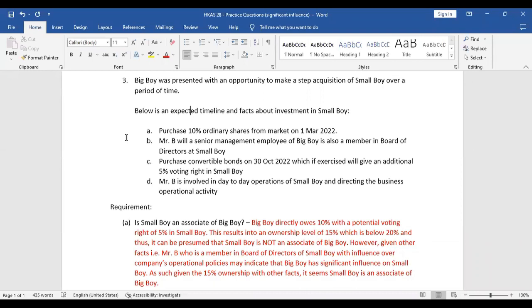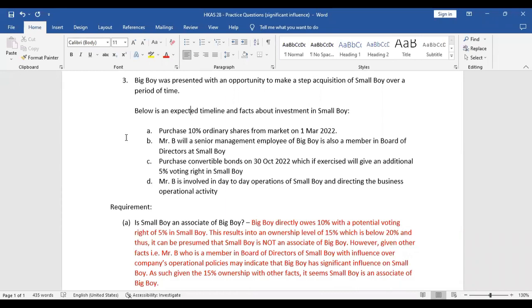That's another fact. Then fact C: purchase convertible bonds on 30th October 2022, which if exercised will give an additional 5% voting right in small boy, right? So this is talking about potential voting rights, which you have to consider when judging for significant influence. Then fact D, which says Mr. B is involved in day-to-day operations of small boy and directing the business's operational activity, right?